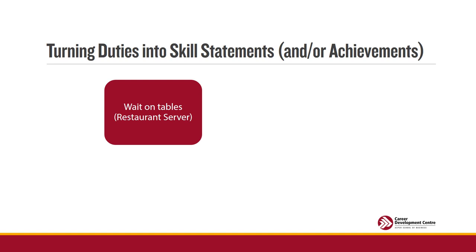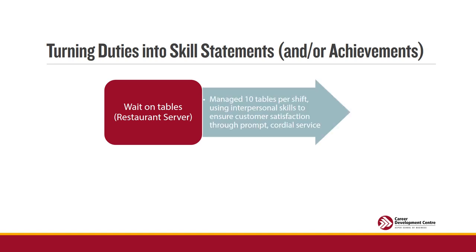A skill statement that would serve your resume much better in this case would be: manage 10 tables per shift using interpersonal skills to ensure customer satisfaction through prompt, cordial service. Managed is the action verb, 10 tables per shift is the object, and the rest of the sentence is the rationale. Notice that in this case we did not share an accomplishment or numbers.